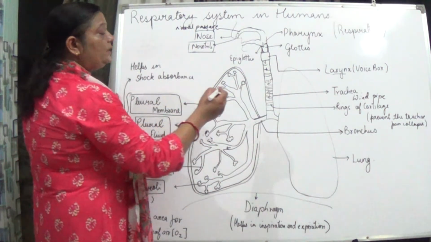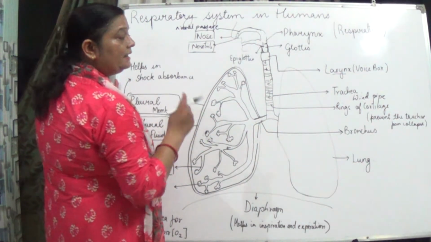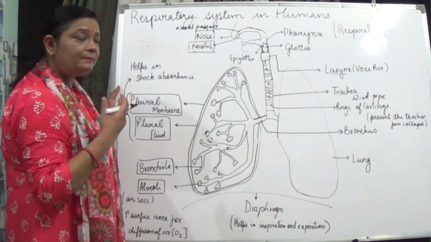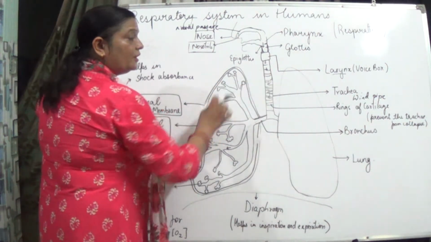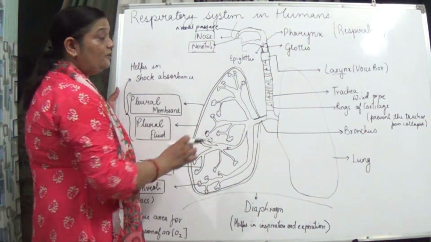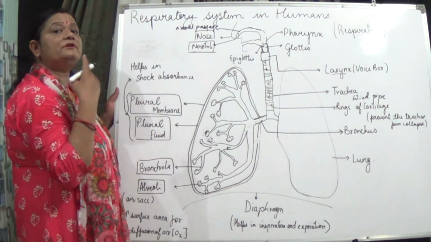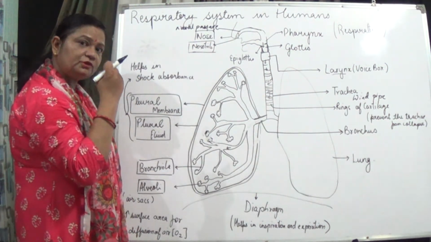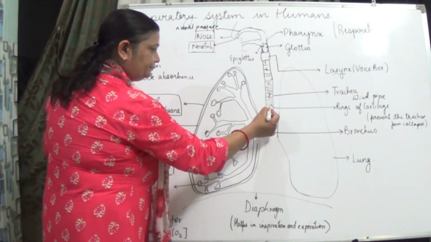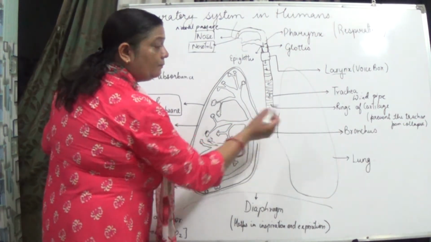What is the function of these rings of cartilage? If they are not present, the trachea can't be kept firm. It prevents the trachea from collapsing. If nothing of support is present in the windpipe, it will collapse. Now after entering the trachea, the air reaches the main branch, which we call the bronchus.